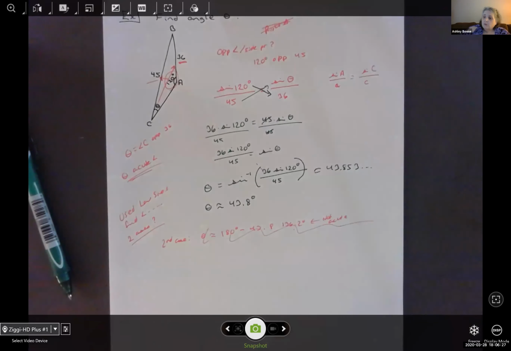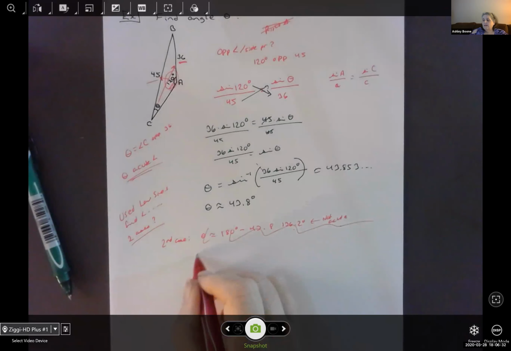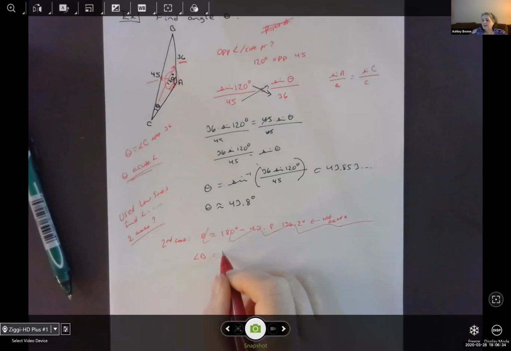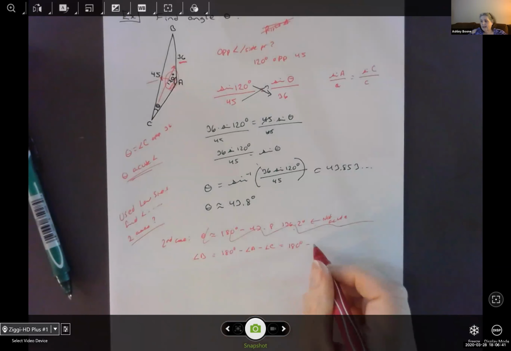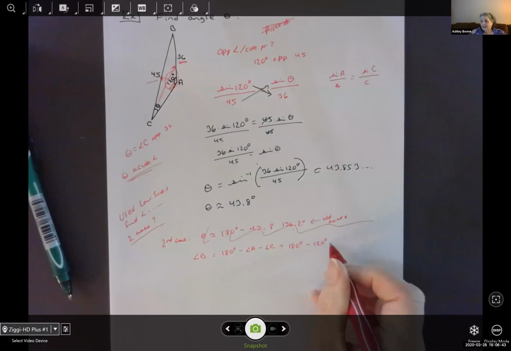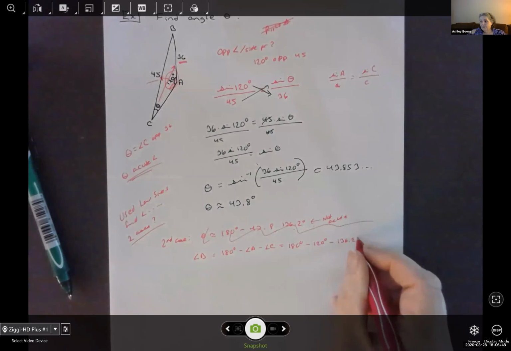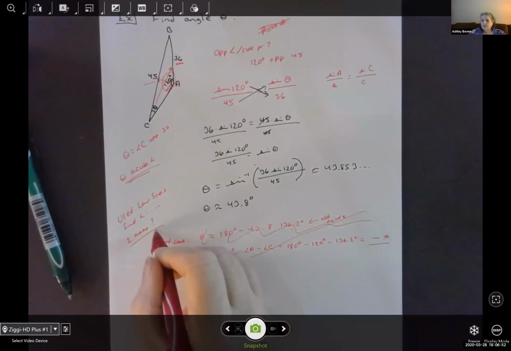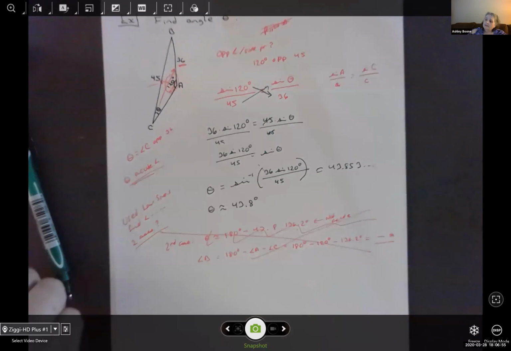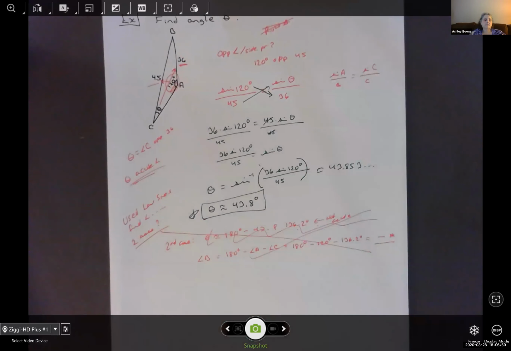You know the 120. You can make sure, because what that would mean would be angle B would be 180 degrees minus angle A minus angle C, which would be minus angle A is 120 degrees. In this case, angle C would be 136.2 degrees. That's going to be a negative number. Can't happen. For this problem, there's only one answer. Theta is approximately 43.8 degrees, okay?